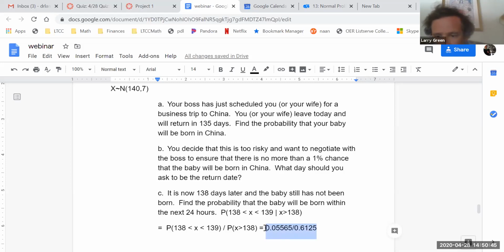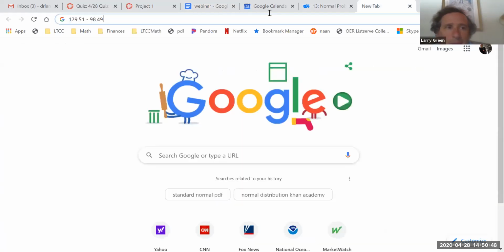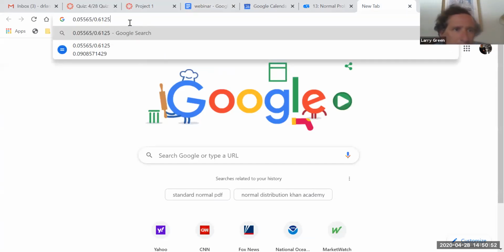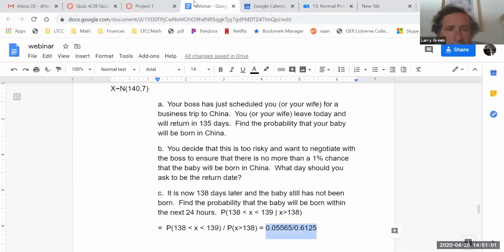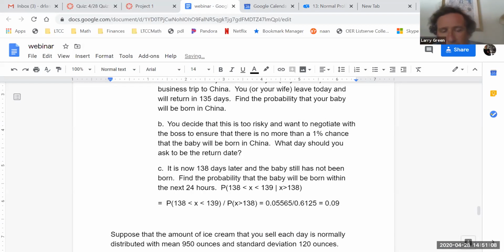And let's just do that. I'm going to pop it in my calculator, and you get 0.09. Or about a 9% chance the baby is going to be born within 24 hours. Any questions? Any questions on this application?